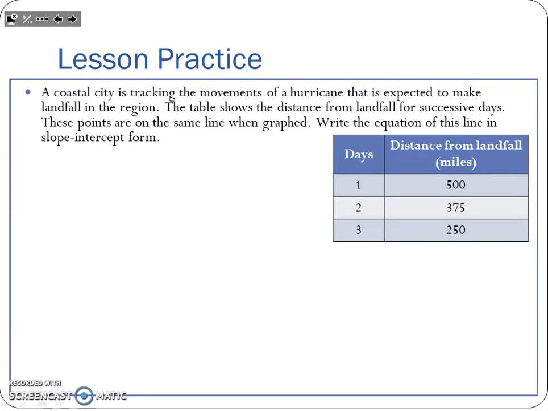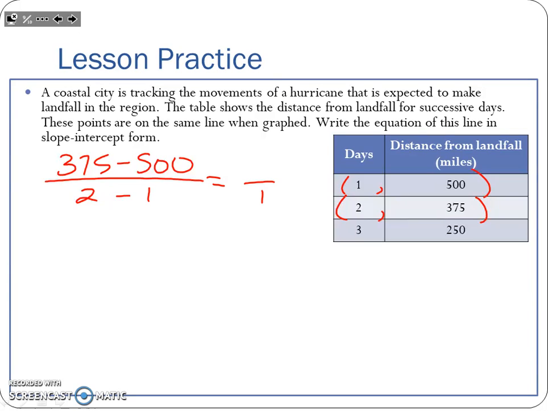Okay, so hopefully you guys have done this one on your own now. Let's see if this finished up. Okay, we've got our days, we've got our miles. We're talking about hurricane movement, so they want the equation in slope-intercept form. Again, remember these are just points here. So I'm going to take my 2 points. First, find the slope. 375 minus 500 over 2 minus 1. Well, I know 1's going to be on the bottom. 375 minus 500. Oh, yeah, 125, my bad. So I had a negative 125. Negative 125 is my slope.